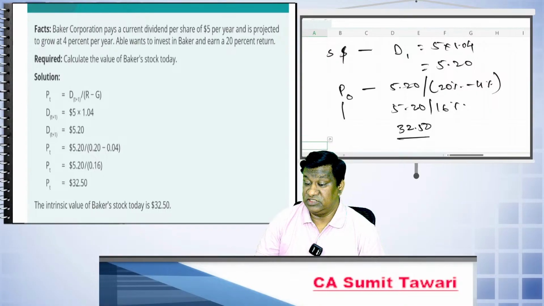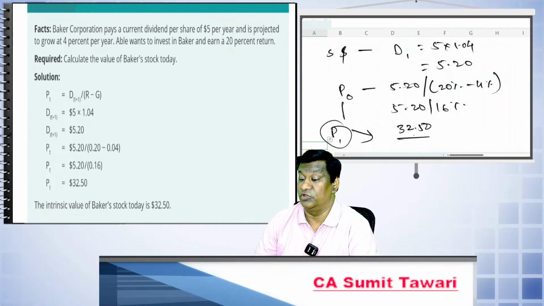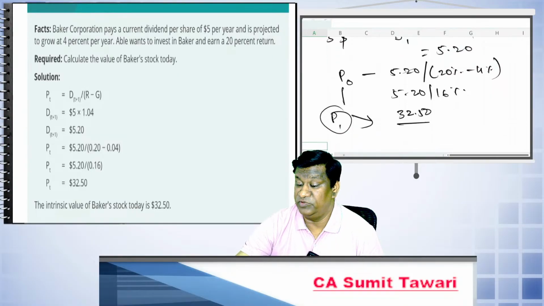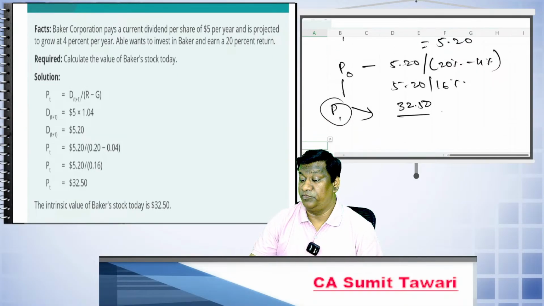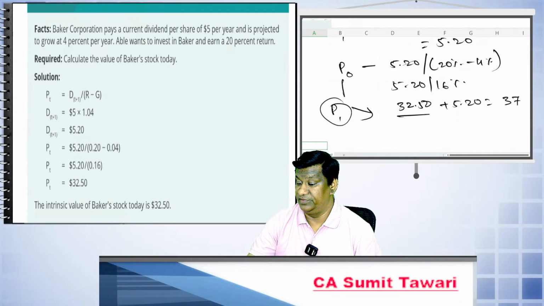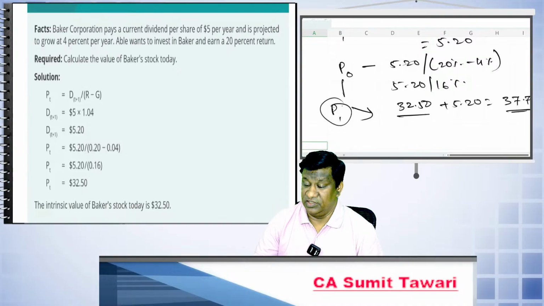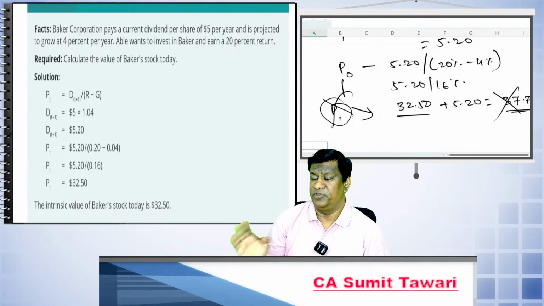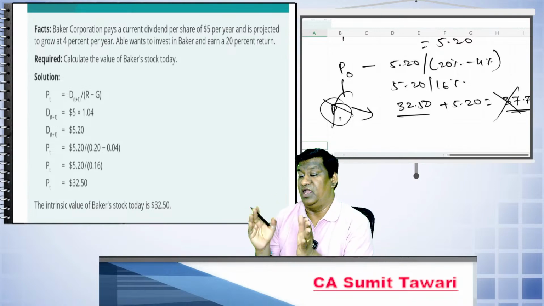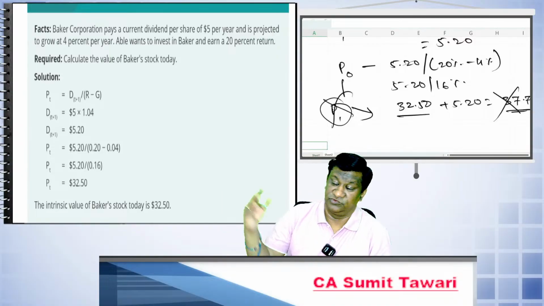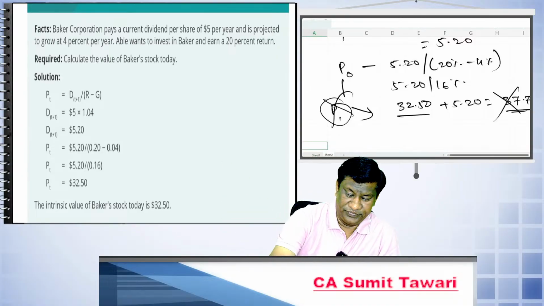So there is a difference between P0 and P1. P1 is basically after year end and P0 is 32.50 before year end. So we are going to invest 32.50. What would be the price of P1? 32.50 plus 5.20, this will be my price of P1. That is not part of your curriculum, so ignore it. But P1 is basically whatever amount I invested plus whatever dividend I received. So that is my closing value. Clear?